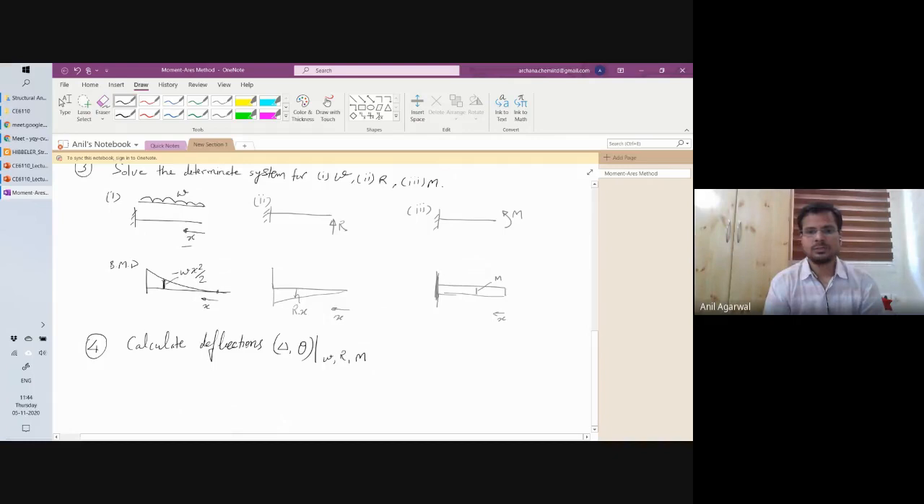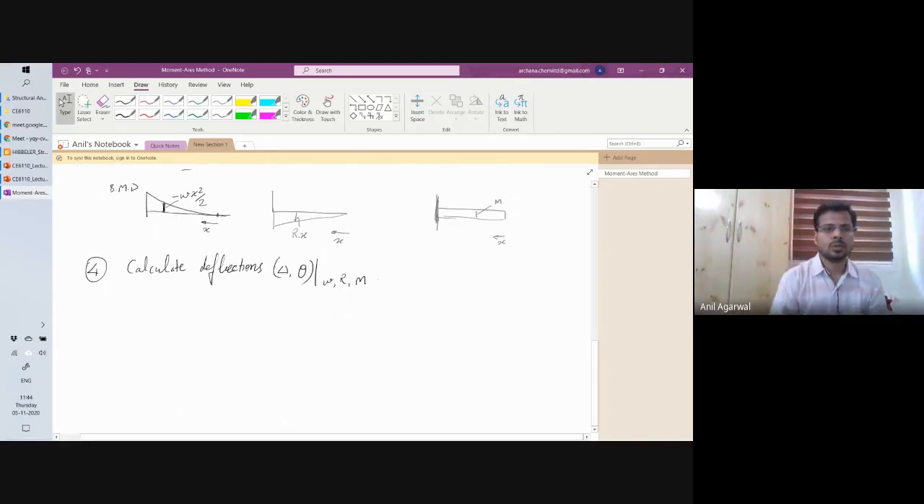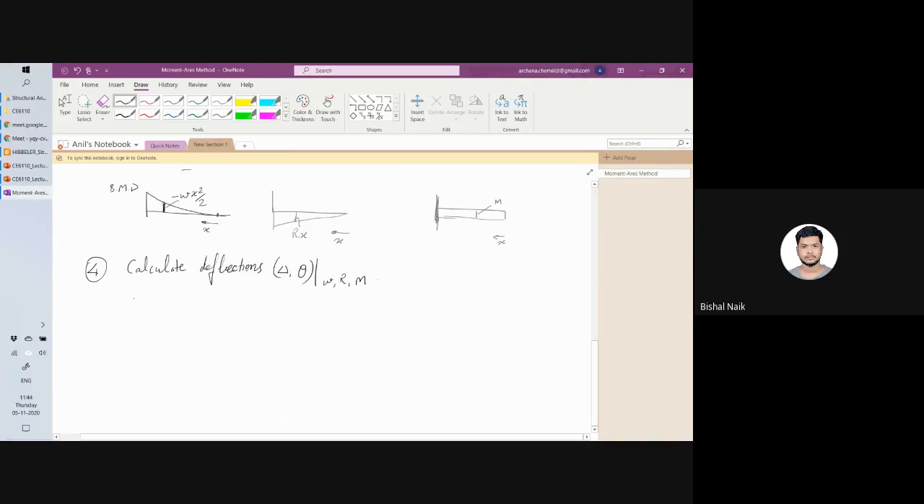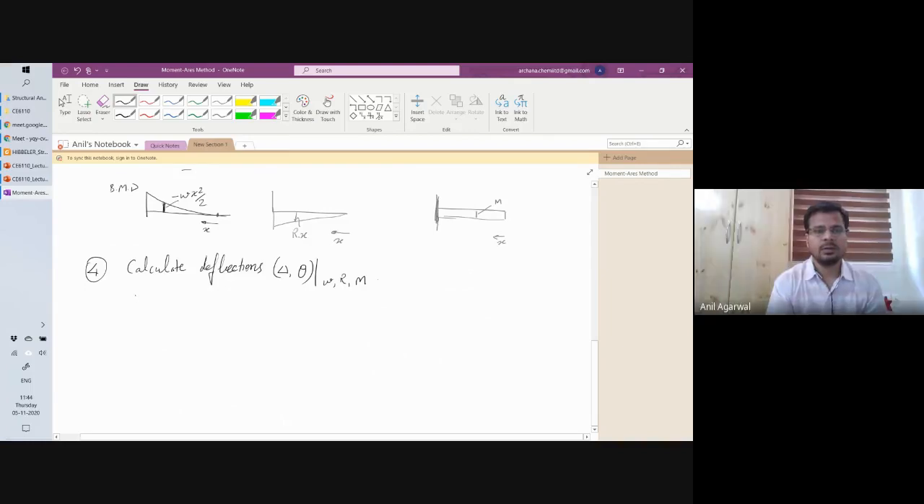Fine. So because of these three things, we want to calculate how much is the theta and how much is the delta. What is the method? What could be the easiest method? Here there can be two different methods we can use. We can use the virtual work method, but this is a cantilever problem, right? And for a cantilever, I always prefer which method? For a cantilever, always go for the moment area method. So I will go for the moment area method.